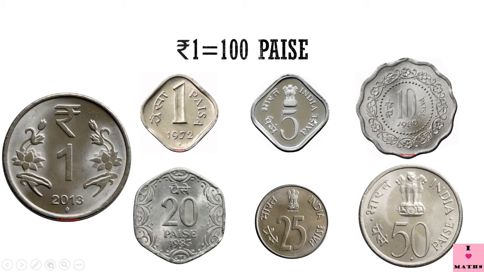Paise. Paise is the plural of paisa. Since it is more than one, it is written 5 paise. This is 5 paise coin. This is 10 paise coin, 20 paise, 25 paise, and 50 paise.